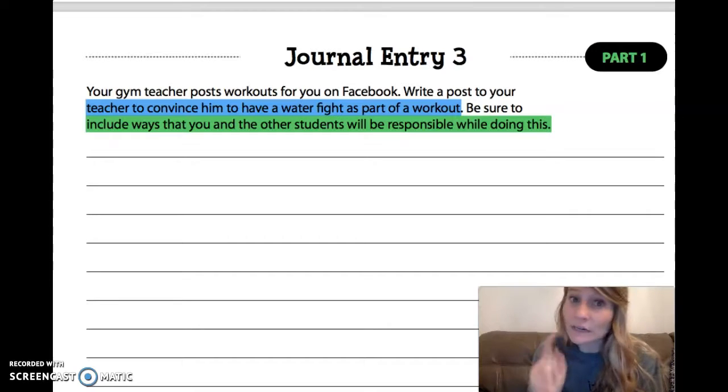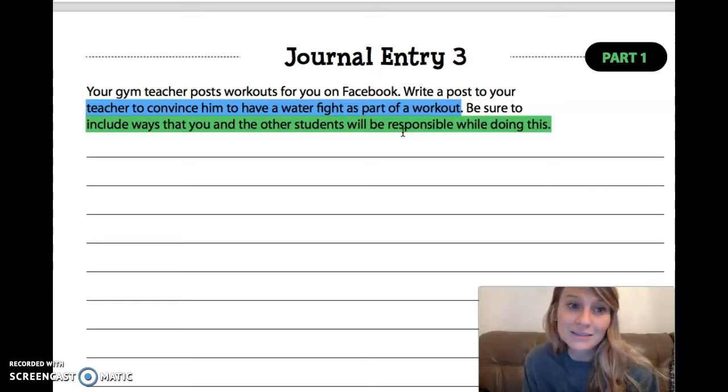Okay, and also don't forget to talk about how you can be responsible, because you also want to be safe. You don't want anyone to get hurt. How will you keep the rest of your classmates safe?